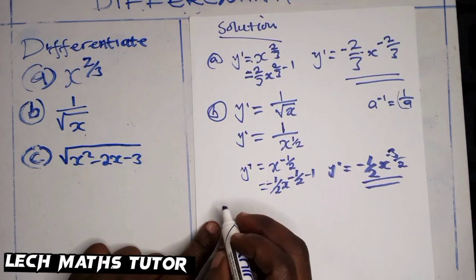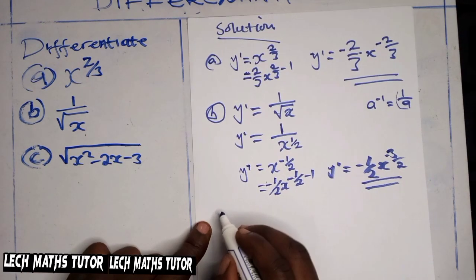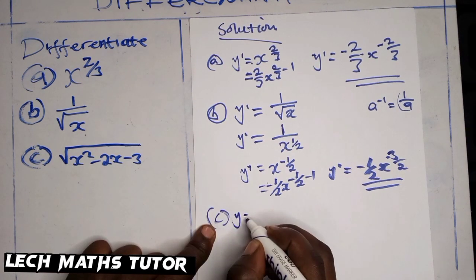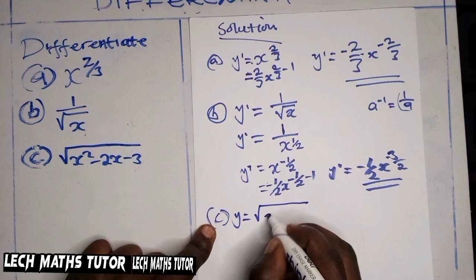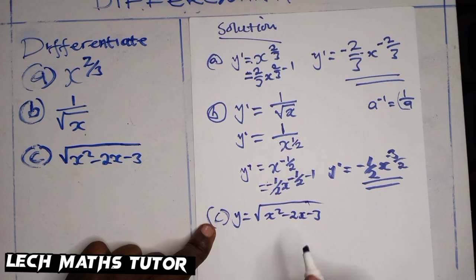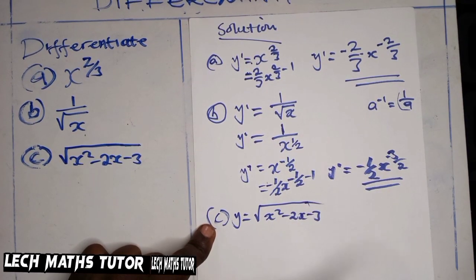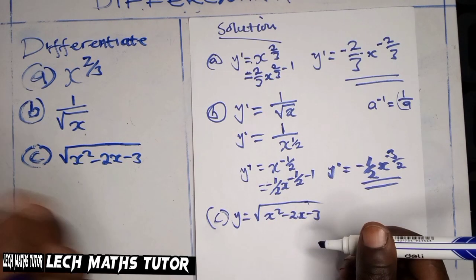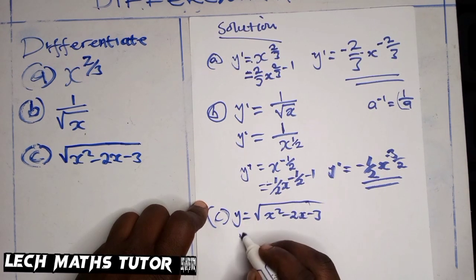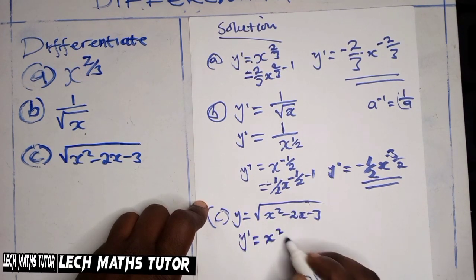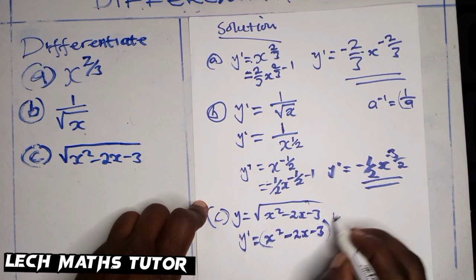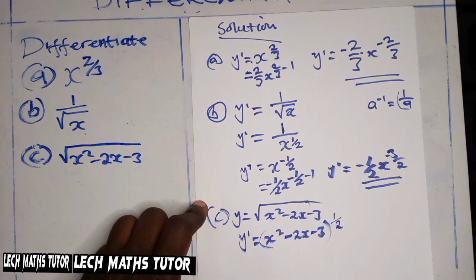So let's differentiate for C. For C we have y equals root of x squared minus 2x minus 3. So first of all, you have to take it in such a way that you simplify it, to solve it in the easiest way. So in which it will be y prime equals x squared minus 2x minus 3 in the brackets, then power half. We all know that the square root is half.